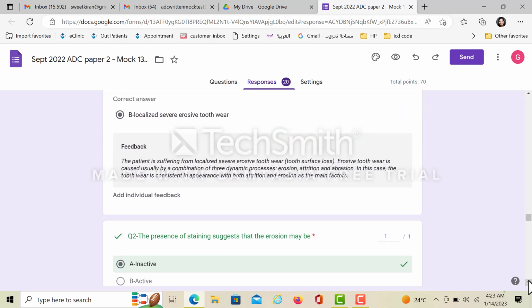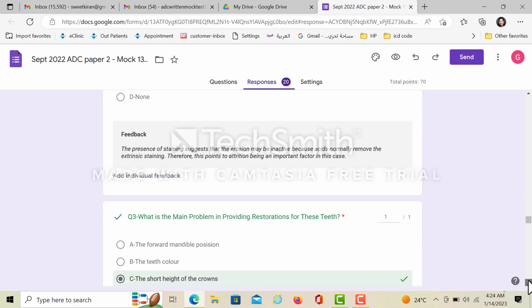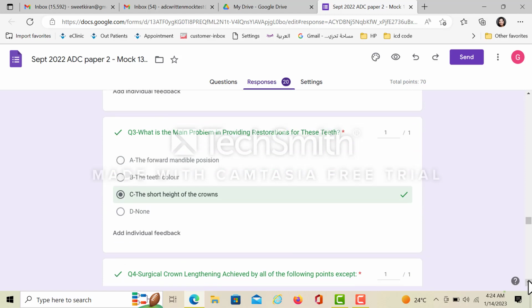Okay. The presence of staining suggests that the erosion may be... Now, see, if the patient is having erosion, erosion means it nicely takes off layers of the teeth by chemical dissolution of the tooth structure. Now, if there is superficial chemical dissolution of the tooth structure, then the teeth would look very nice and white, and you know that concave erosive appearance will be there. There won't be any staining. But if there is staining, it means that the erosion has stopped. Abrasion may continue, but erosion has stopped. Stopped meaning it's inactive.